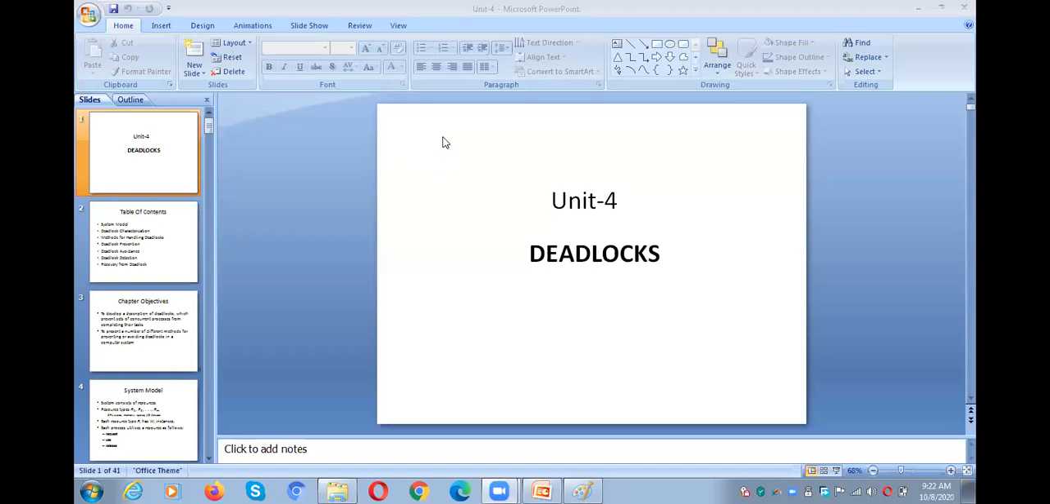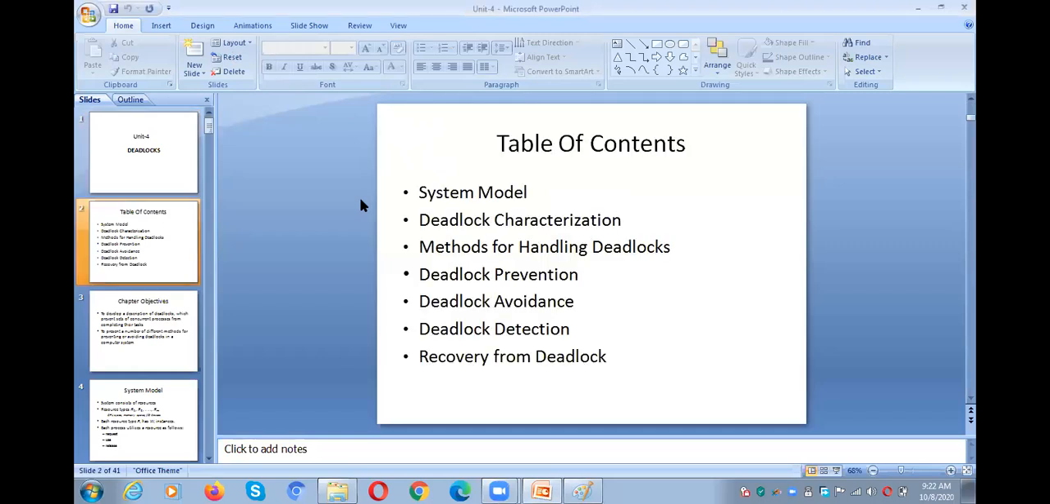These are the table of contents. In deadlocks, mainly we need to discuss the deadlock characterization and the system model. How can we handle deadlocks? Deadlock prevention, deadlock avoidance, and deadlock detection. These are the three main ones, along with recovery from the deadlock.